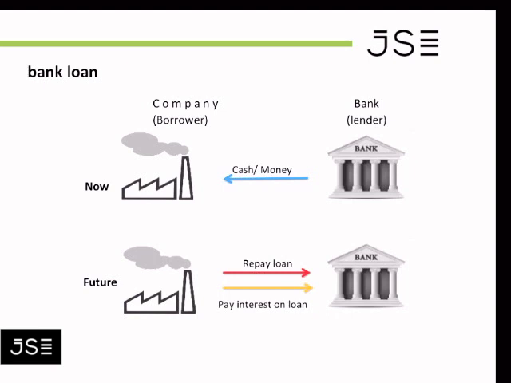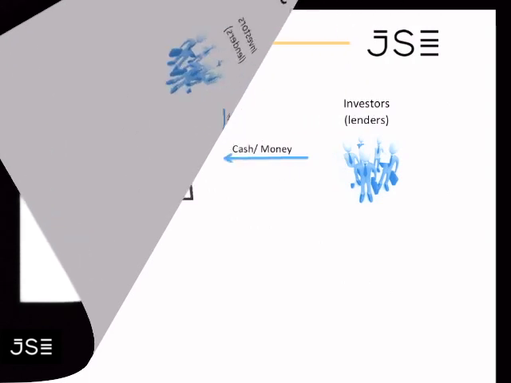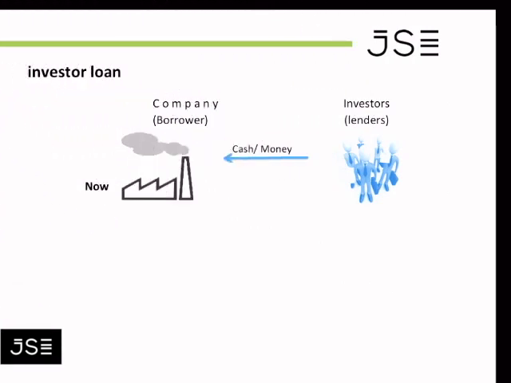So a bank is not the only source of loans for a company. A company can also go to investors to get loans. So if we look at this example, if a company needs money now, they can go to investors to lend them money. And investors give them cash. And in return, the companies give the investors securities.